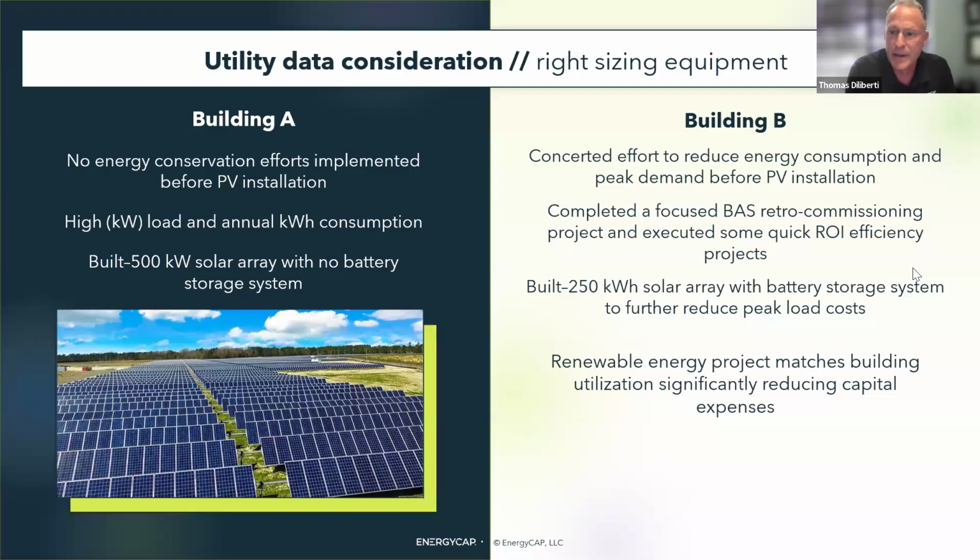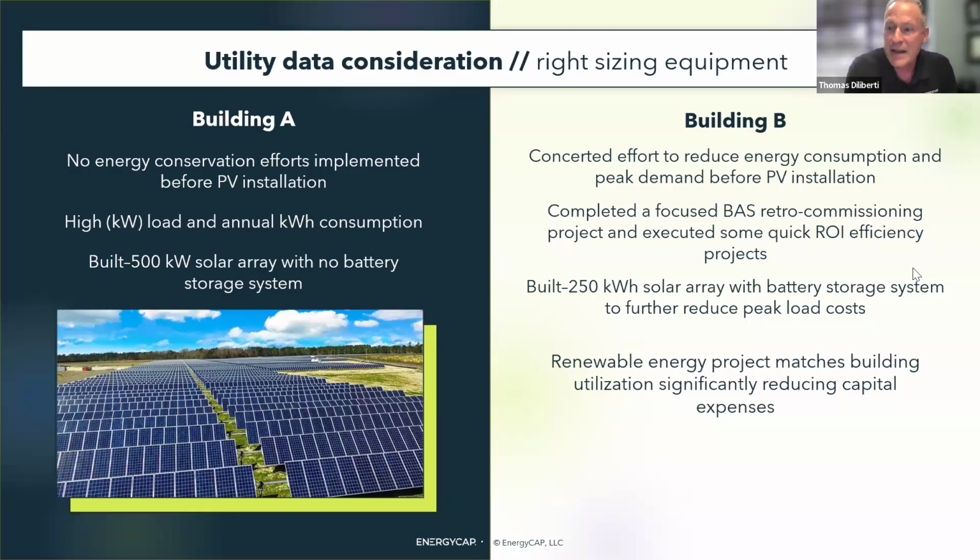But by comparison, a second building, let's say a concerted effort was put in to reduce energy consumption and manage demand before the PV installation. What they did in this scenario is maybe they completed a very focused building automation system retro-commissioning project and executed some quick ROI projects. So the two buildings were identified. One building was identified as really having the opportunity to be tightened up. People spent some time, a year, implementing some change.